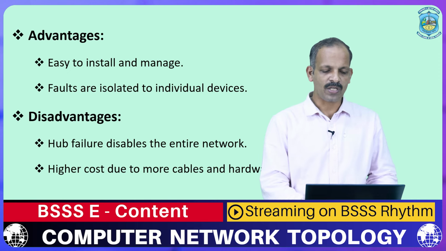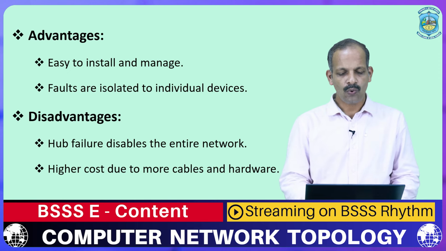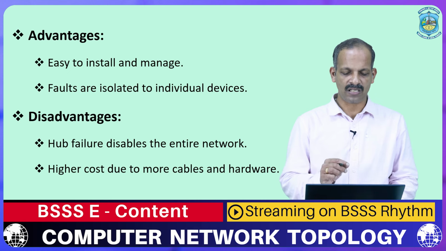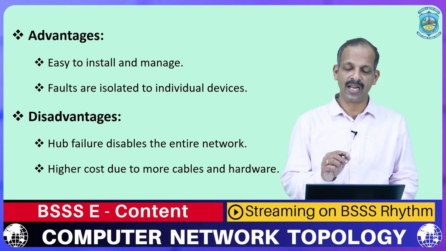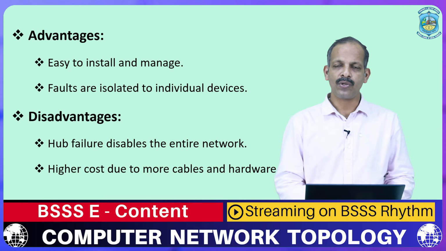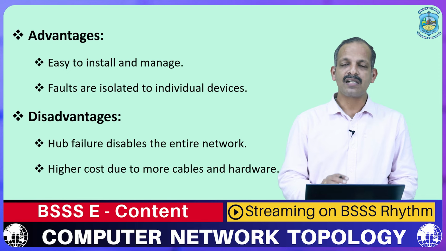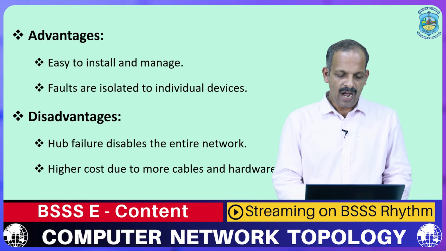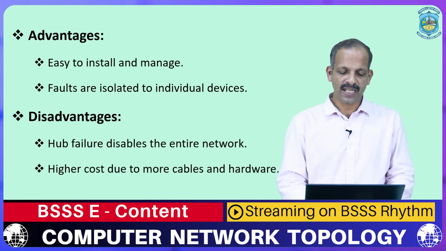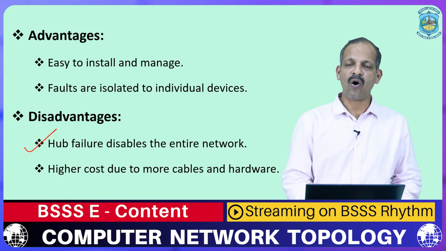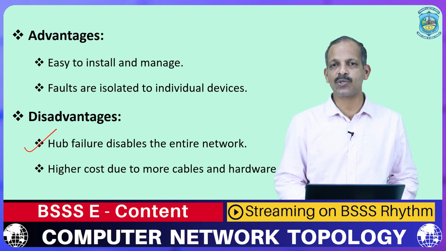In the case of star topology, we can say it is very easy to install and manage, and to find the error or fault location and isolation. You can very easily detect and troubleshoot the problem. When we talk about the disadvantage, if one hub fails, then the complete 100% network is down. All systems are individual systems.